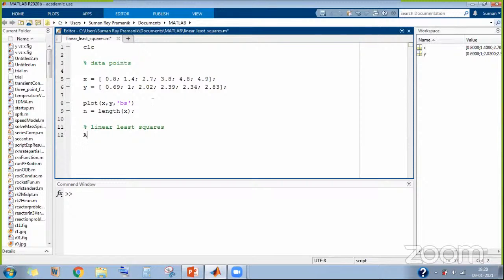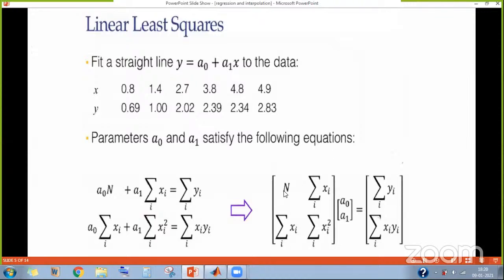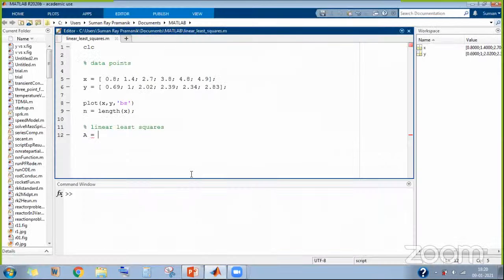Now we'll be creating the matrix A that we were talking about. What is the matrix A? It has capital N, summation of x, and summation of x square. This x square means it will be 0.64, 1.96, something like that. The first row, first column will have n, then it will have the summation of all the data points at x.